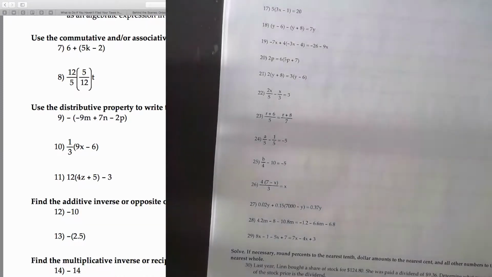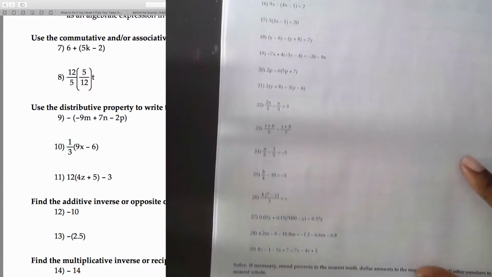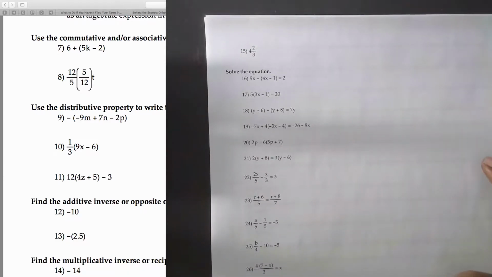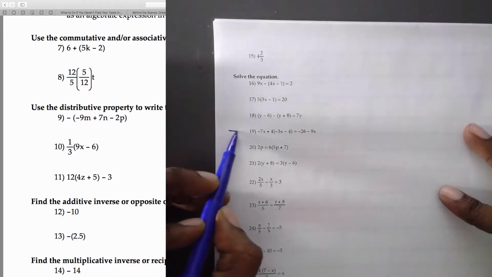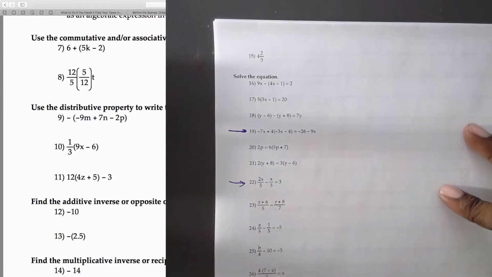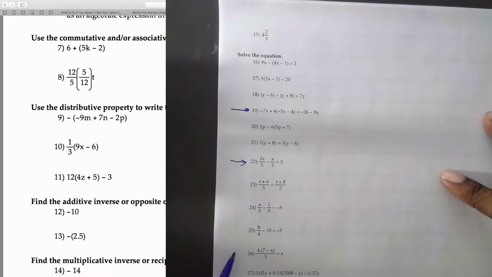All right, now, with some of these problems where you have to solve the equation, let's just go over a couple of these. Let me do 19. Let's do 22. I'm trying to do ones that may look a little bit difficult here because I know those are on the test. Let's do 26.